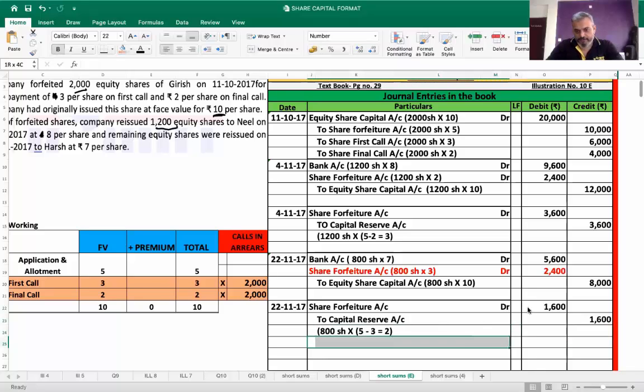Now over here let's check whether share forfeiture account is closed or not. So we had a credit of 10,000 rupees, then we had a debit of 2,400 rupees, then a debit of 3,600, that is 6,000, then a debit of 2,400, that is 8,400, and then again a debit of 1,600. So it matches and it comes to 10,000, 10,000, the balance becomes 0.